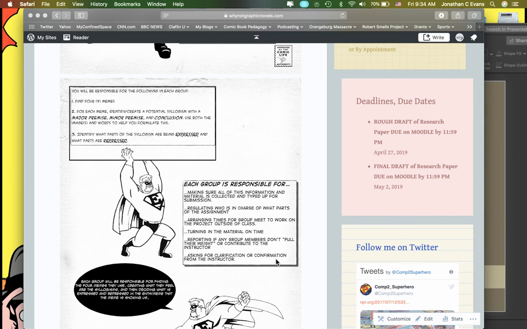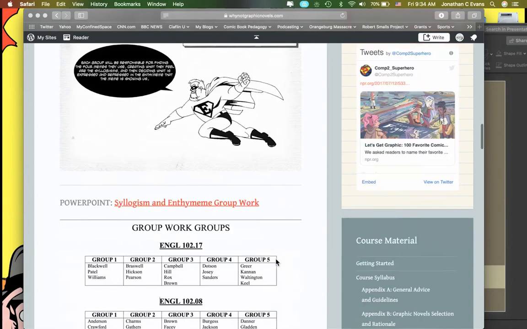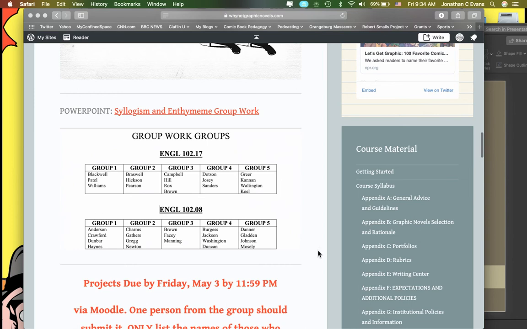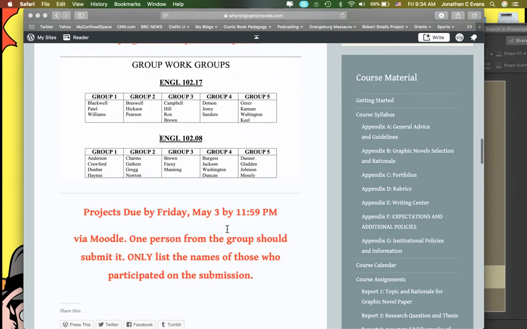Those include things such as making sure the information and materials are collected and typed up for submission, regulating who is in charge of what parts of the assignment, arranging times for the group to meet and work on the project outside of class, turning in the material on time, reporting to the instructor if any group members don't pull their weight or contribute, and asking the instructor for clarification or confirmation about any parts you don't understand. Now, this basically all boils down here, and there's more of it we're going to cover in this syllabus. For this semester, here are the group breakdowns, and beneath here are the due dates.